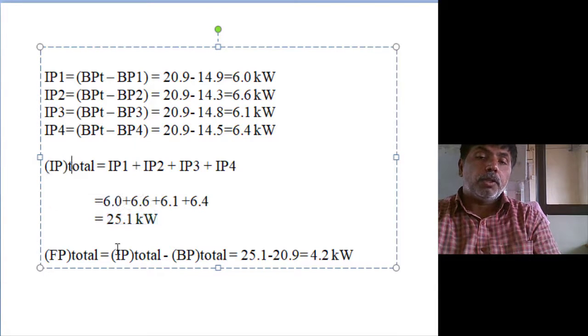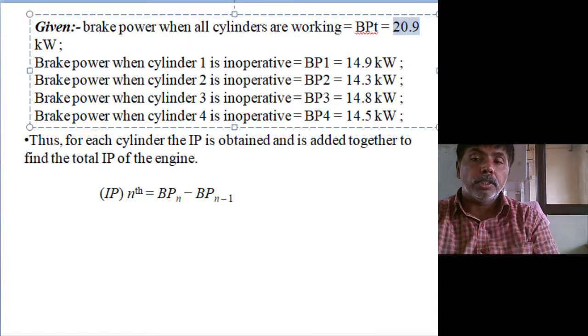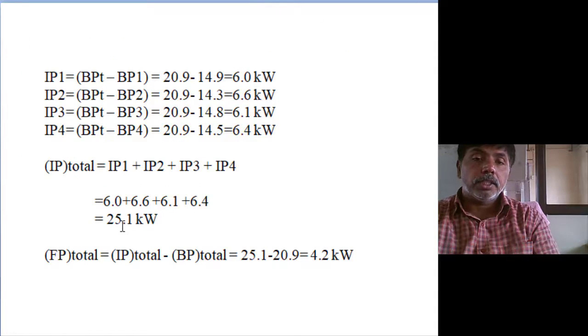Subtract total brake power from total indicated power. At the start of the problem itself they mentioned the total brake power is 20.9 kilowatt. So you subtract 25.1 kilowatt minus 20.9 kilowatt, and you will get 4.2 kilowatt.